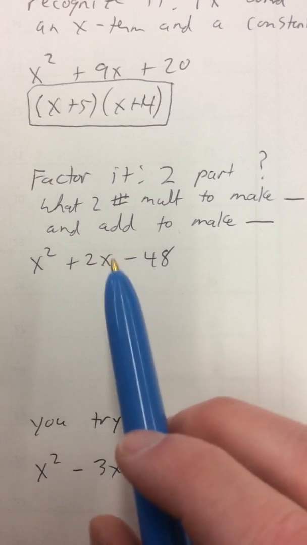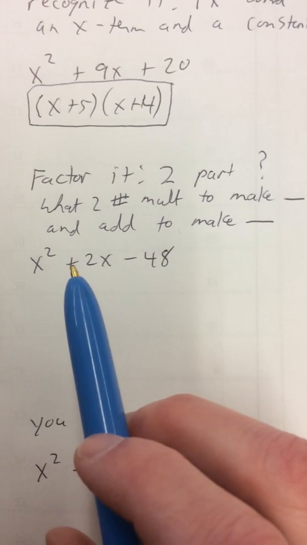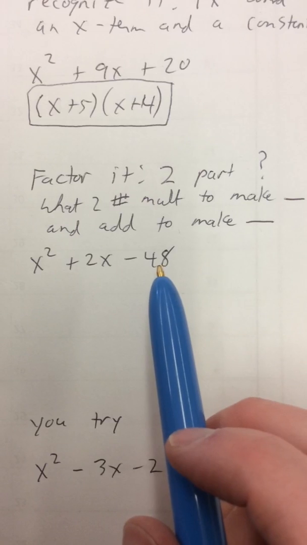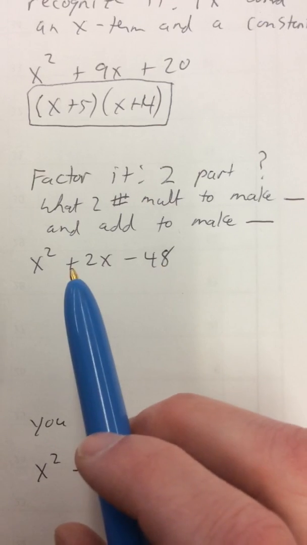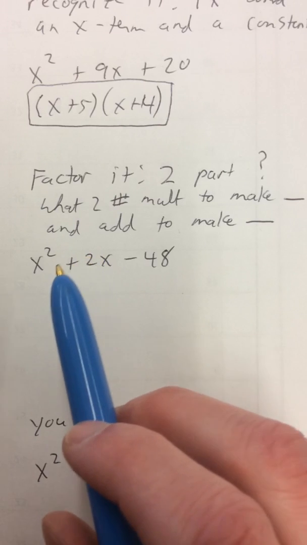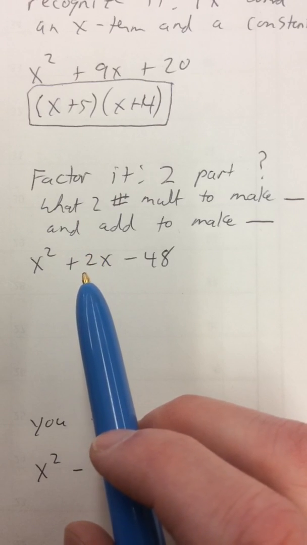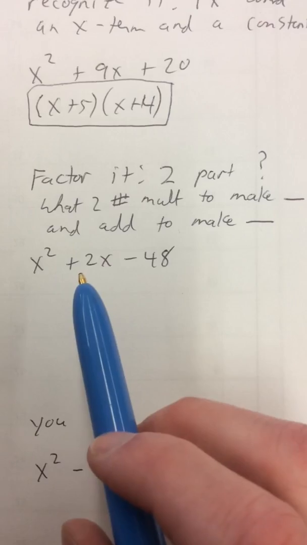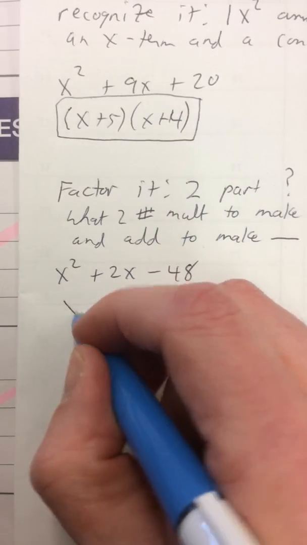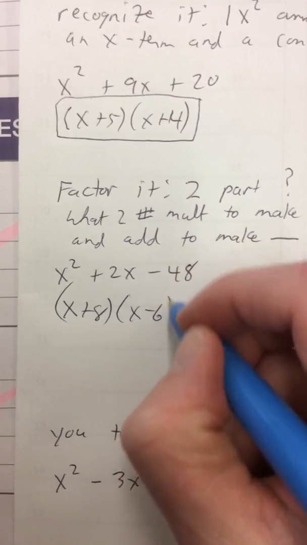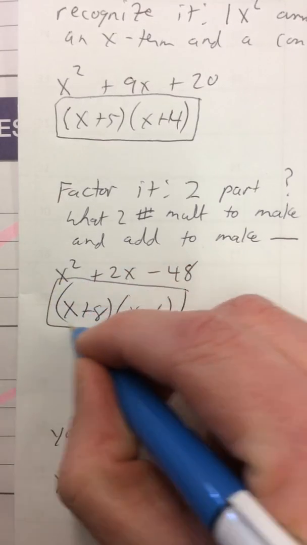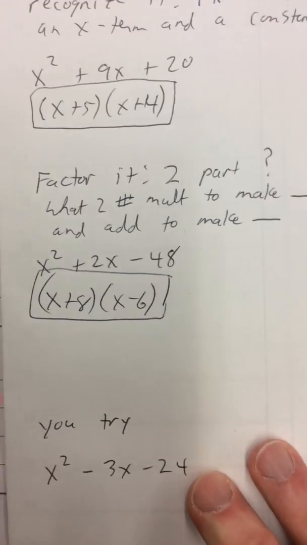So we ask what two numbers multiply to make negative 48, add to make positive 2. Well, we know that 8 times 6 makes 48, but which one's positive, which one's negative? Well, we said this is a positive 2 here. So if we had a positive 8 added to a negative 6, we would get positive 2. So there it is. X plus 8 and x minus 6. And we are done with that one.